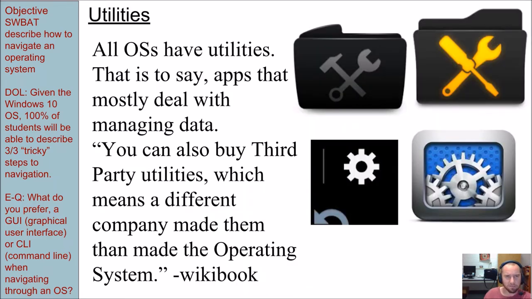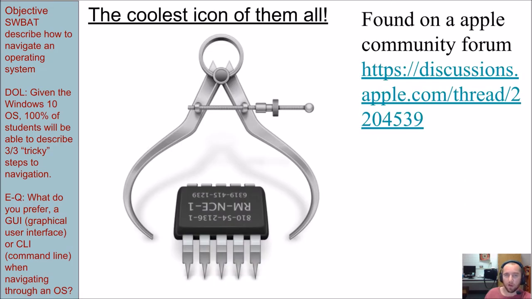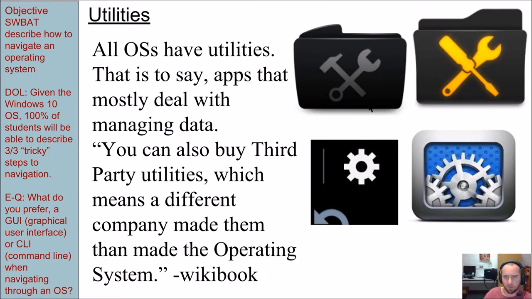All operating systems should have utilities. That is to say, these are apps that mostly deal with the way managing data happens on your OS. You can buy third-party utilities, which means a different company made them than the company that made the operating system. So for like the Windows operating system, clearly Microsoft created that. But you could buy third-party utilities to help you manage that operating system. And you can tell if an application is a utilities one because it'll have a symbol sort of like these.